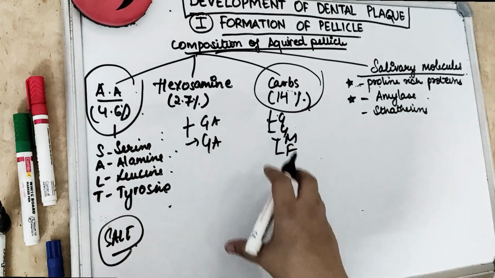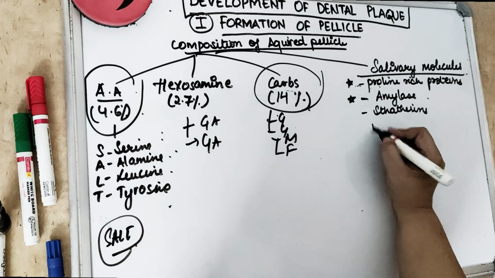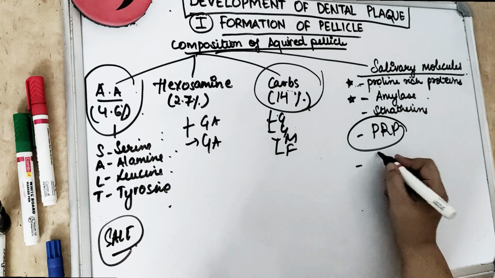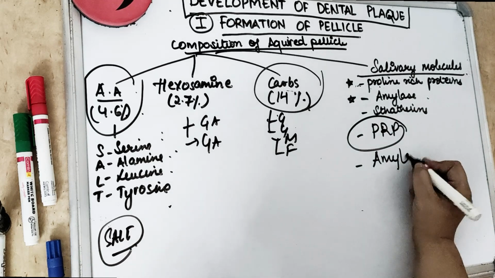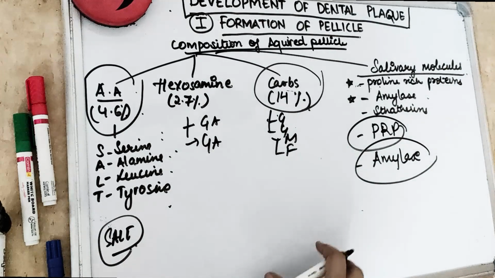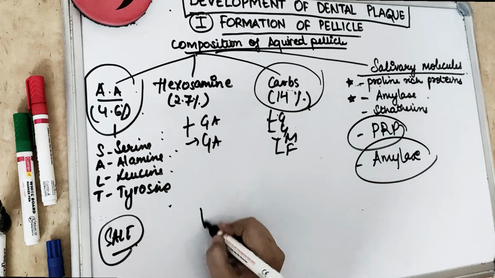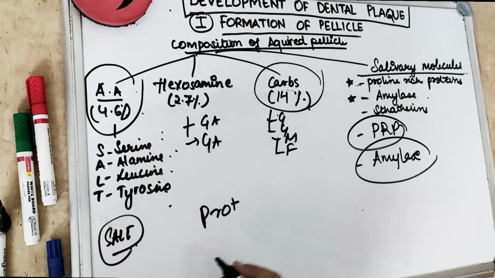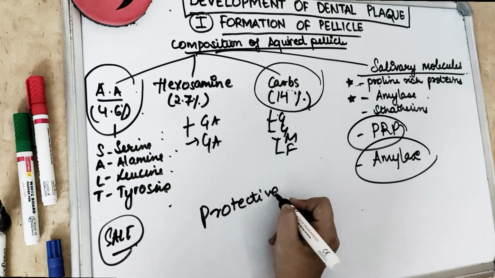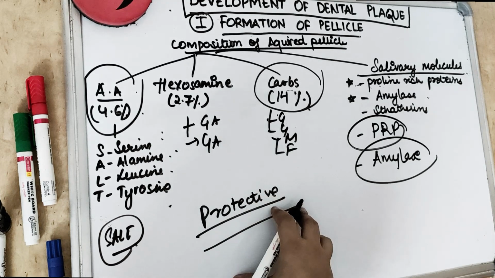So basically acquired pellicle is made up of amino acid, carbohydrate and some salivary molecules. You have to remember proline rich proteins and amylase, which are very important for the bacteria to combine. So bacteria come and get attached to these salivary proteins. What is the significance of pellicle? It protects because of the selective adsorption, so it has some immunoglobulin antibodies present from the mouth, and it decreases the caries.